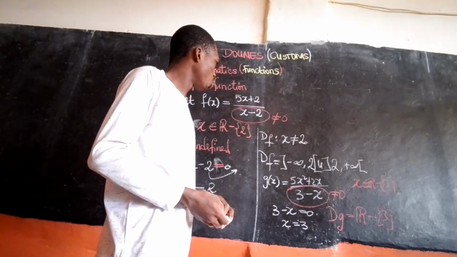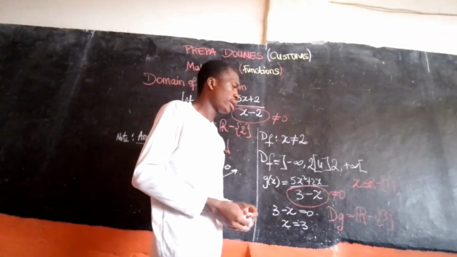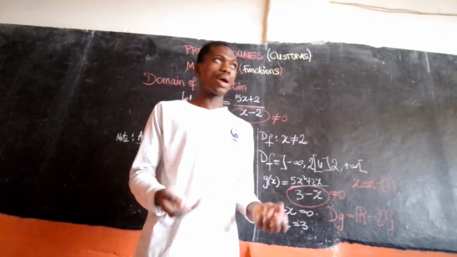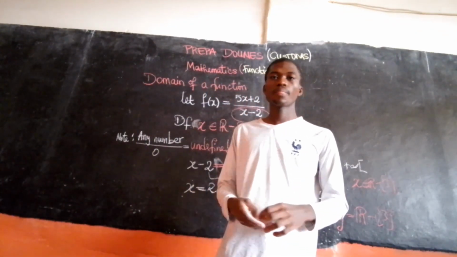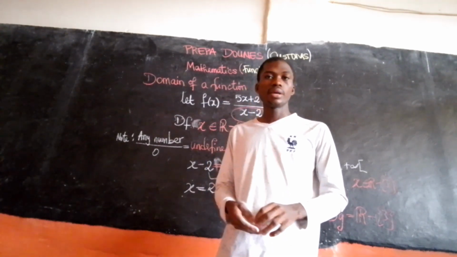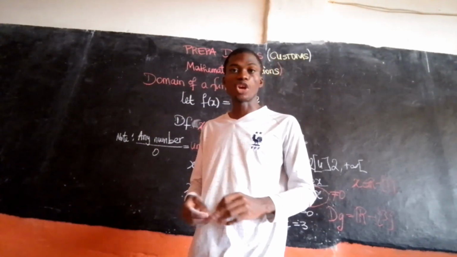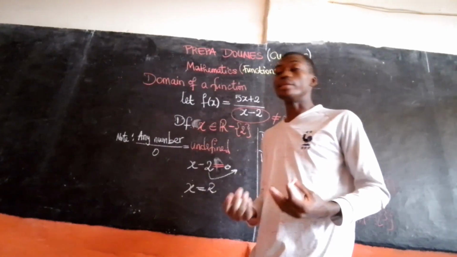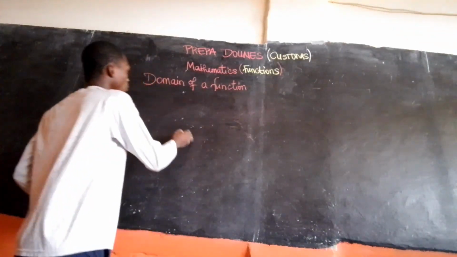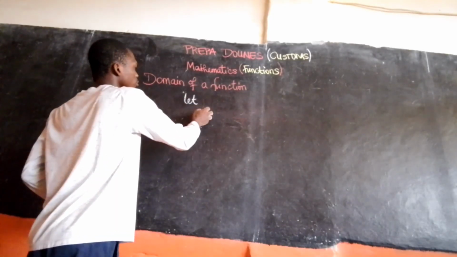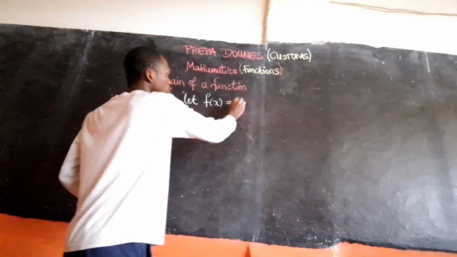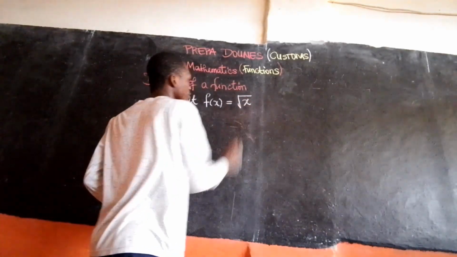Good. So that is it for the domain of this kind of functions. There is still another one we are going to look at. As far as the domain of a function is concerned, we are going to look at the square root function. We are going to look at the limit function, natural logarithm. Let's go. Now, let f of x be equal to the square root of x.